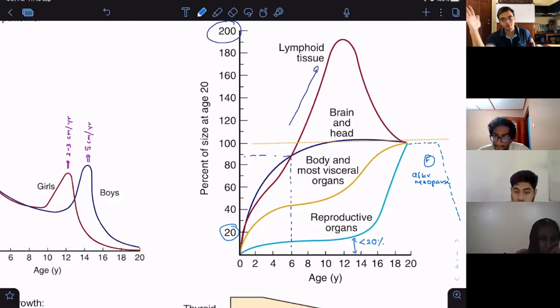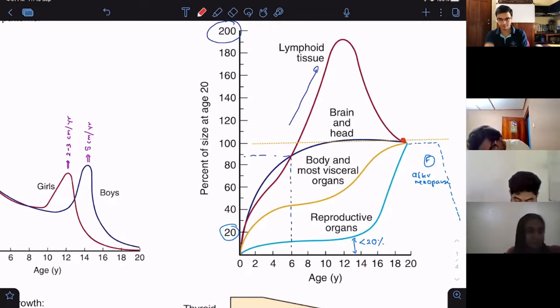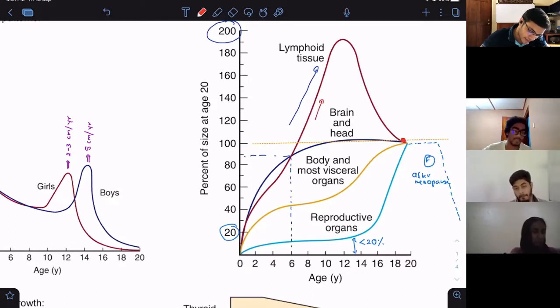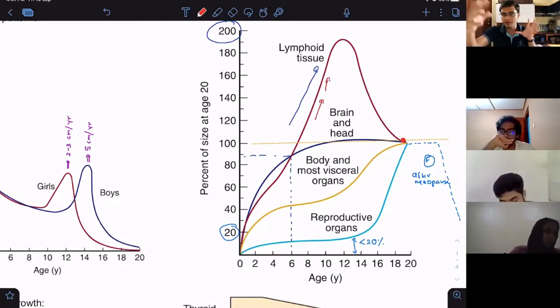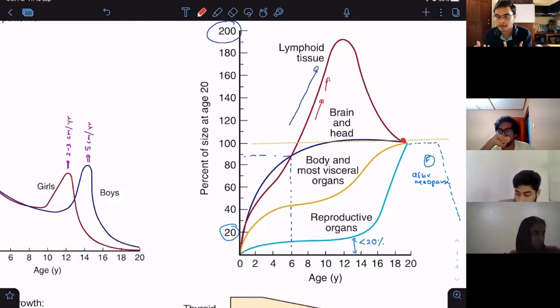After they finish their puberty, once they reach this place, this is normal adult size. Supposing there is some sort of infection during that period, would the lymphoid tissue increase even further than that? During what period? This period when it is increased more than 100%. Yes, it is still normal. It will increase beyond that. That's okay. If a child gets an infection, there will be some swelling, but that is for their age. That is the normal.